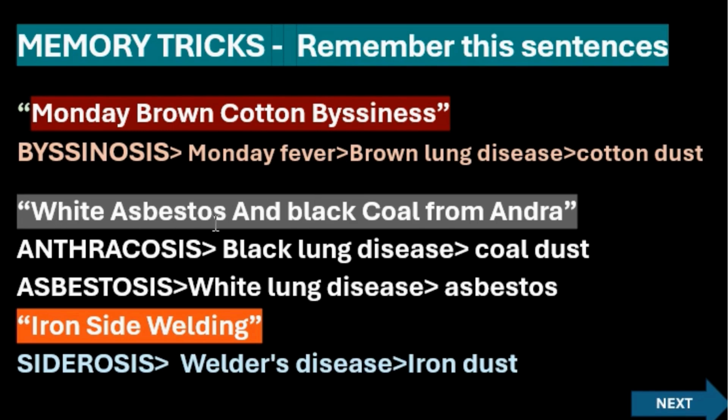Next sentence is white asbestos and black coal from Andhra. Anthracosis is also known as black lung disease, which is due to the coal dust. Asbestosis is also known as white lung disease, which is due to the asbestos. So you have to remember this sentence, white asbestos and black coal from Andhra. The last sentence is iron side welding. Siderosis is also known as welder's disease, which is due to the iron dust. So this kind of memory tips and tricks you have to apply for better memorizing all these options without confusion.